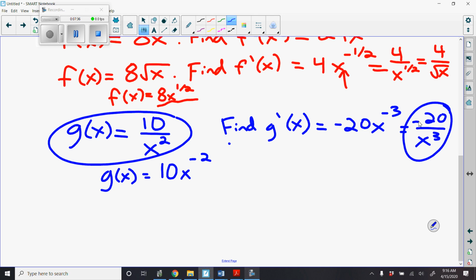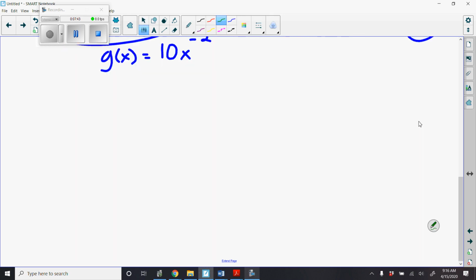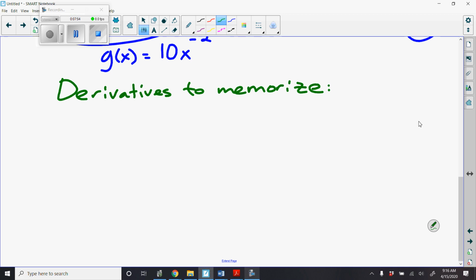Okay. Let's talk about some derivatives to memorize. First is the derivative of sine x. The derivative of sine x is cosine x. Again, we're talking about derivatives here, not integrals. You might say, hold on, the integral of sine is negative cosine. Correct. The integral of sine is negative cosine. But the derivative of sine is positive cosine. Okay, important to keep that straight.